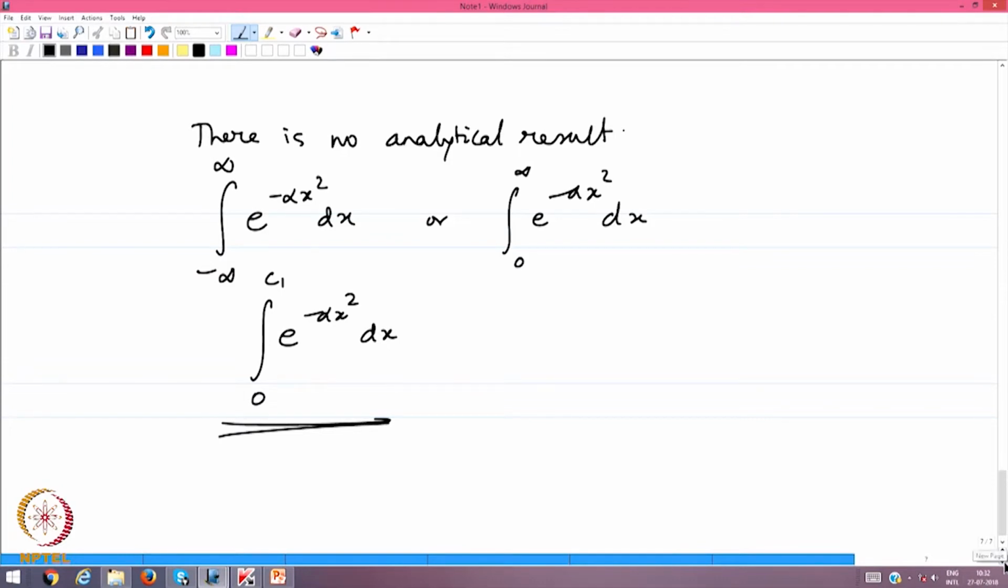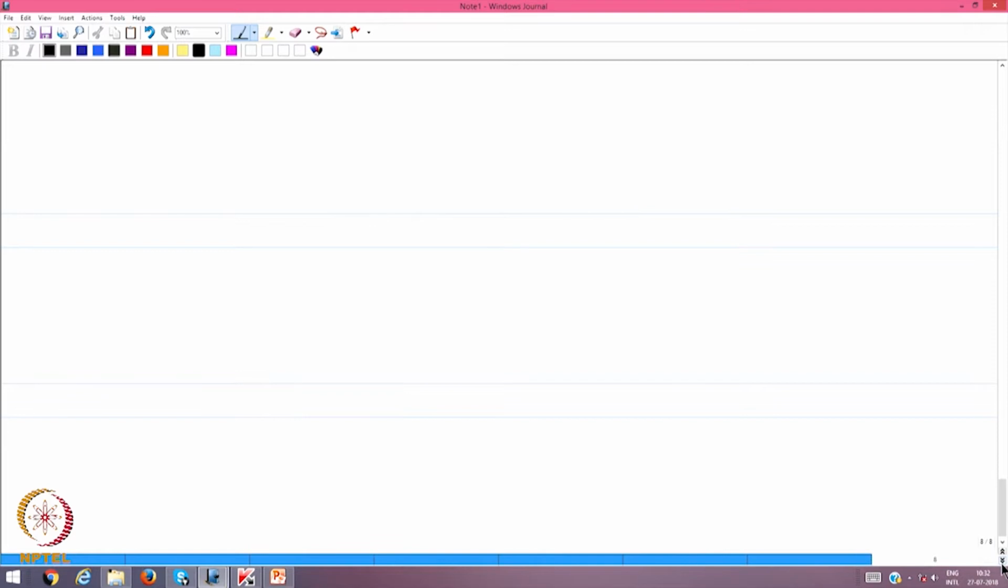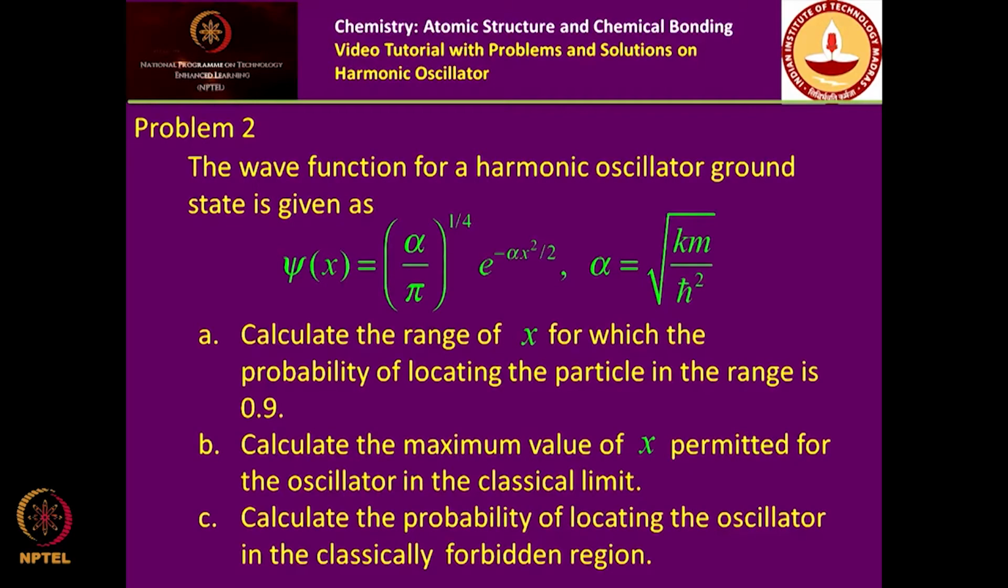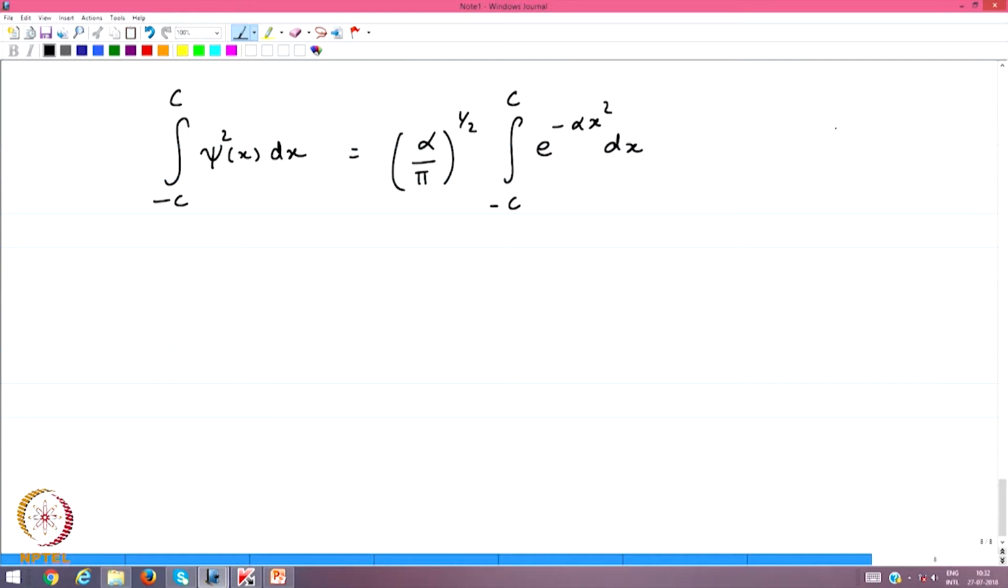Okay. So, let us just quickly convert it into a form in which we can get this area from the numerical values. So, what we have is the following, namely the integral of psi square x dx between minus c to plus c is alpha by pi to the 1/2 integral from minus c to plus c of e to the minus alpha x square dx. If I recall, that is the wave function, yes, dx, and alpha is already known to you as square root of k m by h bar square.